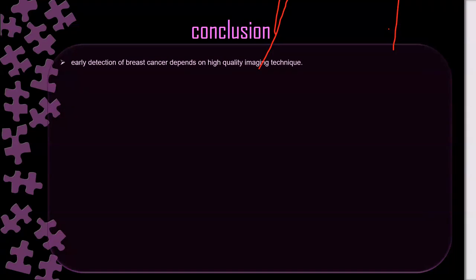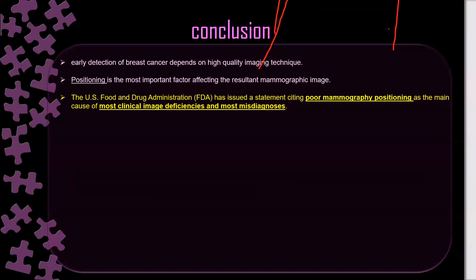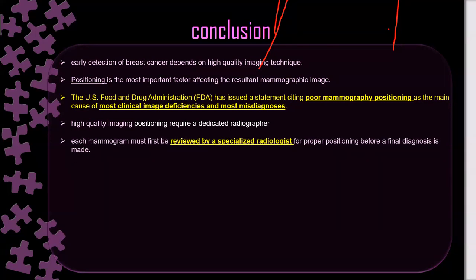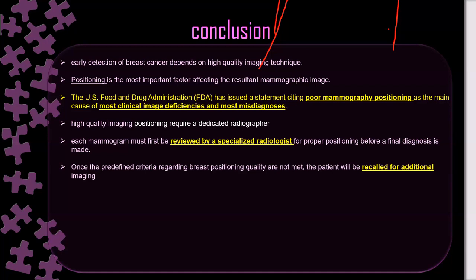And we can conclude that early detection of breast cancer, again, depends on high image quality. Positioning is the most important affecting factor, as we mentioned, and the U.S. Food and Drug Administration has issued a statement citing poor mammography positioning as the main cause of most clinical image deficiency and most misdiagnosis. High quality imaging positioning requires a dedicated radiographer, and each mammogram must first be reviewed by the specialized radiologist before reading for any abnormality, to check for quality control.